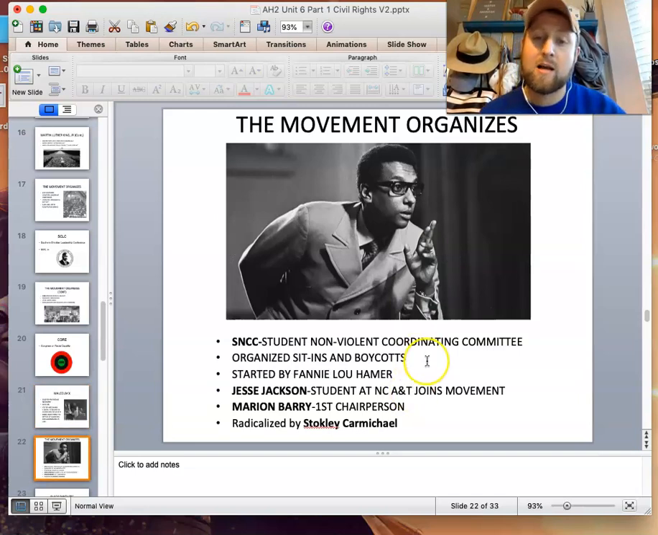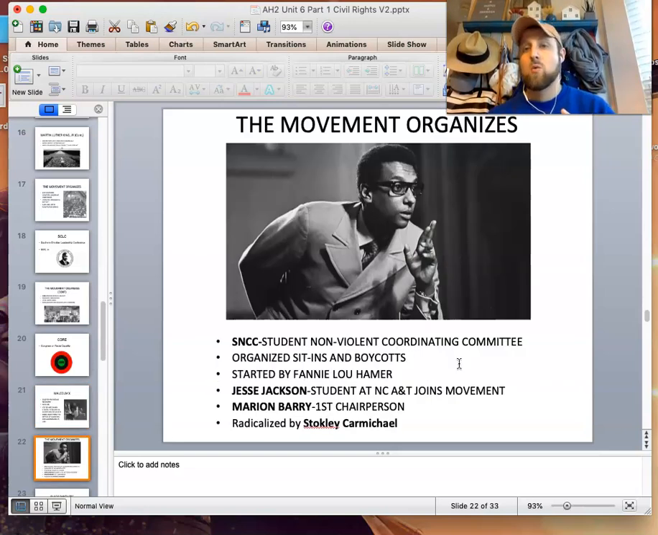SNCC, Student Nonviolent Coordinating Committee, organized sit-ins and boycotts. Notice the key phrase here: nonviolent. They were a group of young college students who were more forceful than Martin Luther King, but they weren't quite to the Malcolm X level.